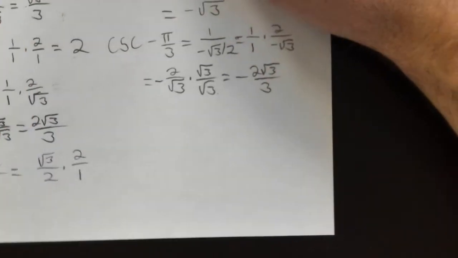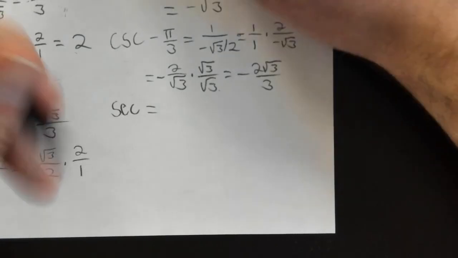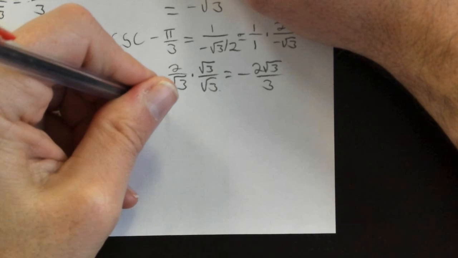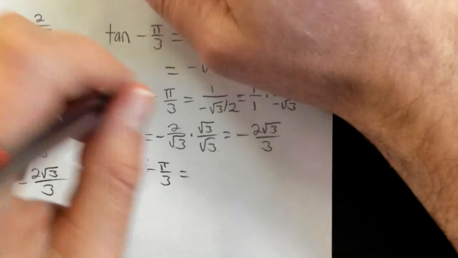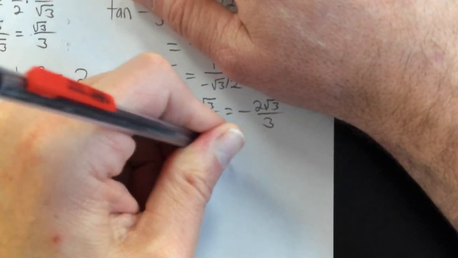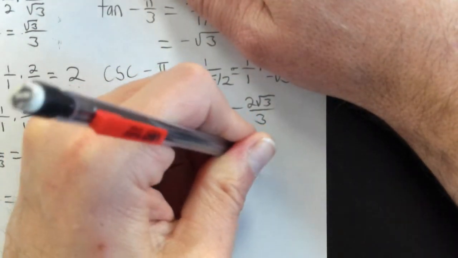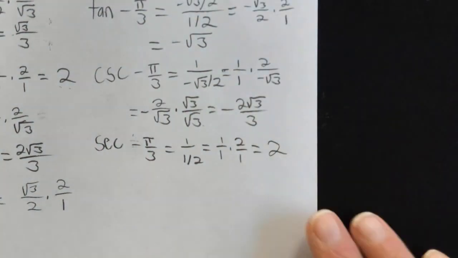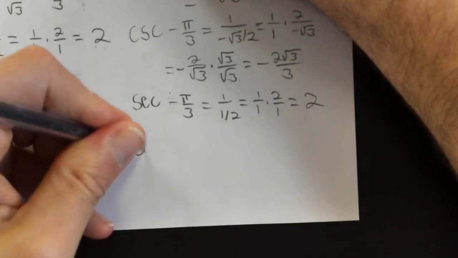All right. We also need secant. And so for secant, secant of negative pi over 3. And so what is secant? It's 1 over x. So I'm going to write that as 1 over 1/2. And once again, we'll go 1 over 1 times 2 over 1. And so that just makes 2. Which makes sense because it's the reciprocal of 1/2, which is 2. So we're good there. And let's go to cotangent for the last one.